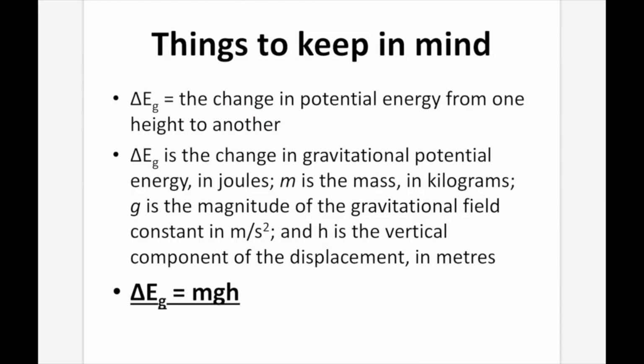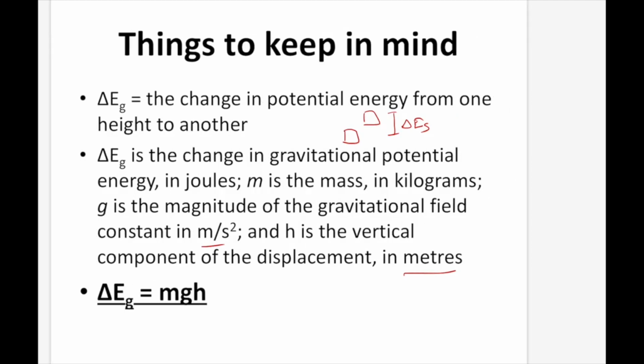Things to keep in mind. Eg is the change in potential energy from one height to another. So if we raise those boxes from here to here, we're going to get a change in potential energy. Eg is the change in gravitational potential energy in joules, g is the magnitude of the gravitational field in meters per second squared, and h is the vertical component of the displacement in meters. So make sure you have your proper units when you're doing your questions.